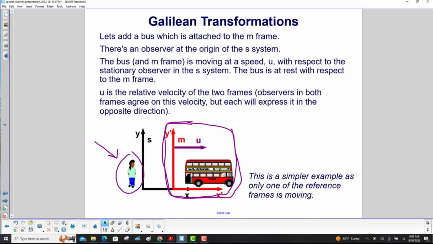U is the relative velocity of the 2 frames. The observers in both frames agree on this velocity, but each will express it in the opposite direction. This is a simpler example, as only one of the reference frames is moving. Okay, we're keeping this frame stationary and moving the M frame.